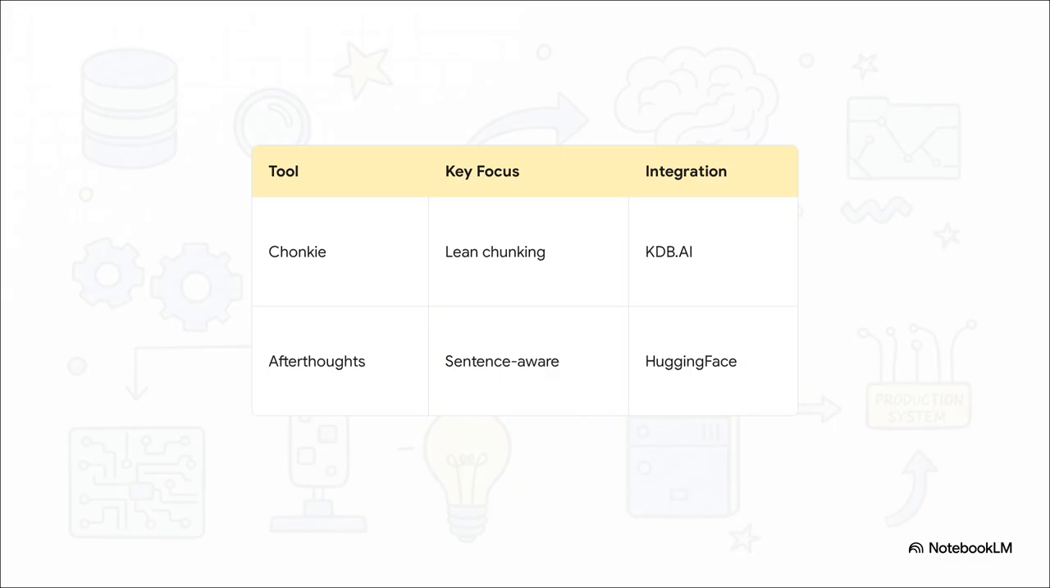First up is Chonkie. It's a super lean chunking library that makes adding late chunking to retrieval pipelines like KDB AI or other vector stores extremely simple.